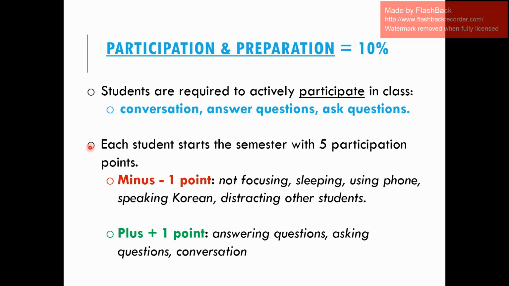So each student will start the semester with 5 participation points. Free. You get free 5 points. But you can get a minus point if you are not focusing, sleeping, using your phone, speaking Korean, or distracting other students. You can get a plus point if you are answering questions, asking questions, or having good conversation. So you start with 5, you can get -1 or +1 each class, and that will total your 10% of your grade.